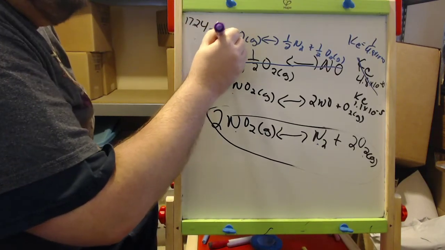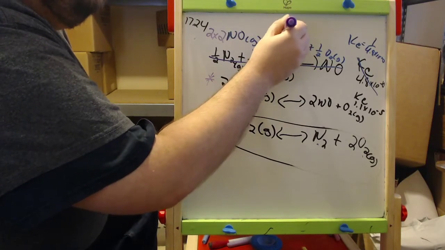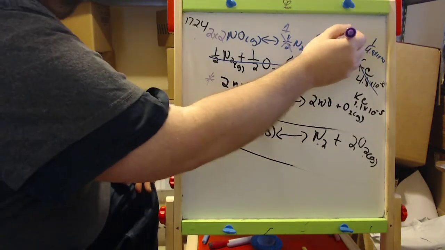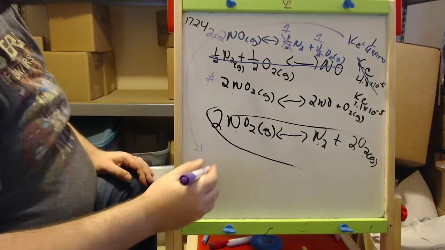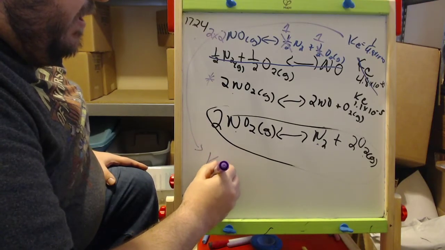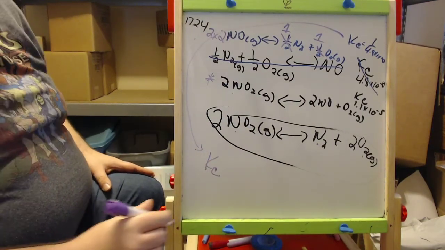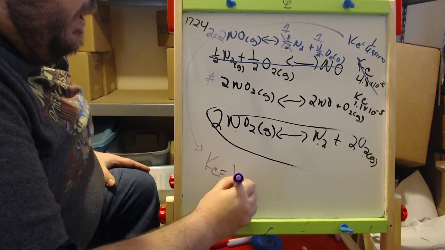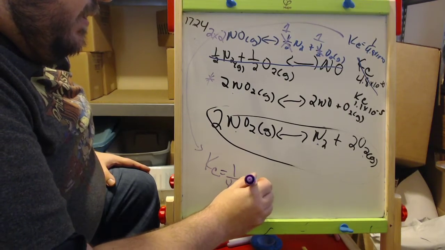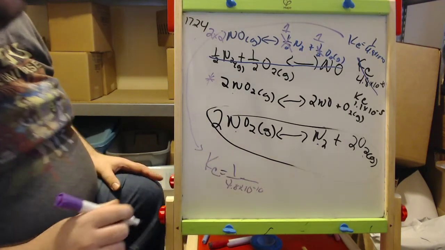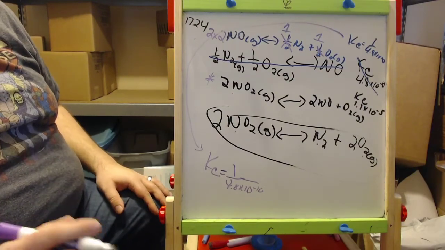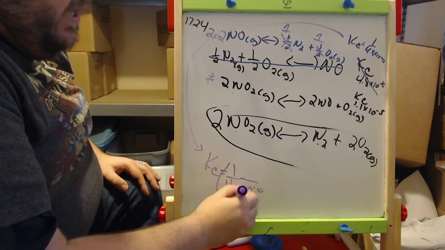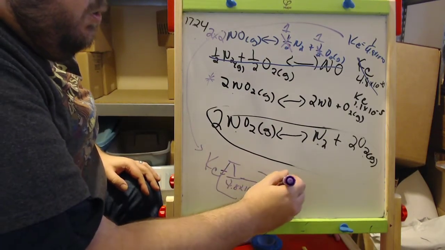So this will become a 2. This will become a 1. This will become a 1. And I'm going to write this Kc down here so you can see it. So, I already did the reciprocal because I flipped it. So I already have, for the new equation, 1 over 4.8 times 10 to the minus 10th. What I then need to do, since I multiplied by 2, the rule is you then take the Kc to that power.